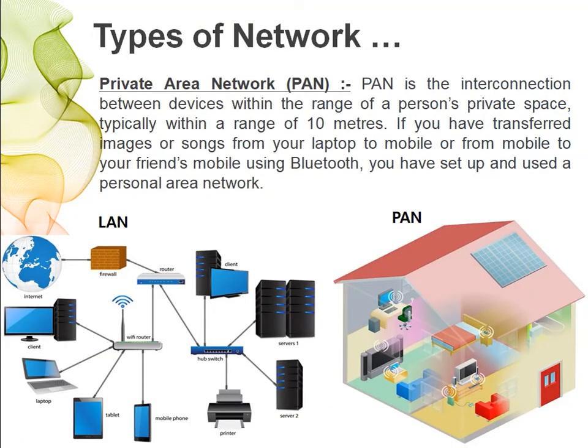Next we have PAN, Personal Area Network. PAN is the interconnection between devices within the range of a person's private space, typically within a range of 10 meters. If you have transferred images or songs from your laptop to mobile or from mobile to your friend's mobile using Bluetooth, you have set up and used a personal area network. In PAN, the distance is very less and it is for a particular time period only. So you can see PAN and LAN.